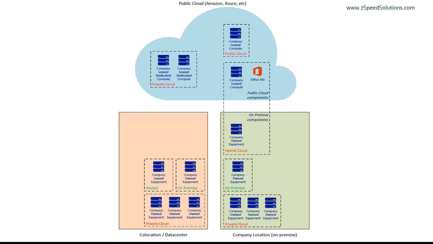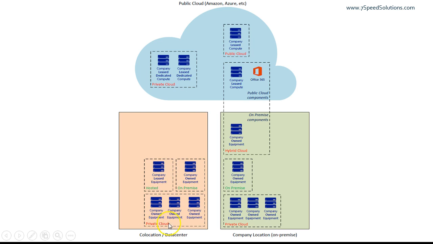On the bottom left, we have a colocation or a data center. That would be Fibertown, CyrusOne, Stratosphere. And then the bottom right, in the green, we have a company's physical location, their on-premise environment. If you notice in that on-premise environment, at the very bottom, there are some company-owned pieces of equipment. That would be considered a private cloud. A private cloud can be any number of machines. A single server, if you will, could technically be considered a private cloud. It could also be said that that company-owned equipment running on-premise is considered an on-premise piece of equipment.